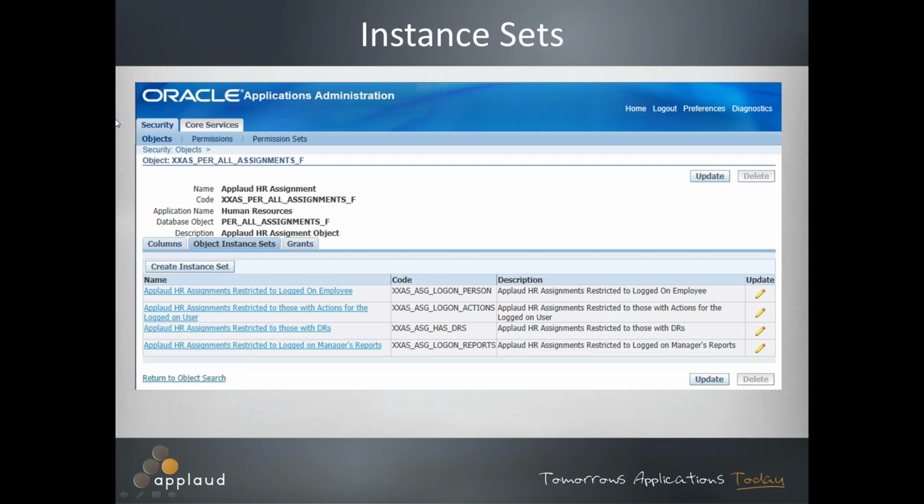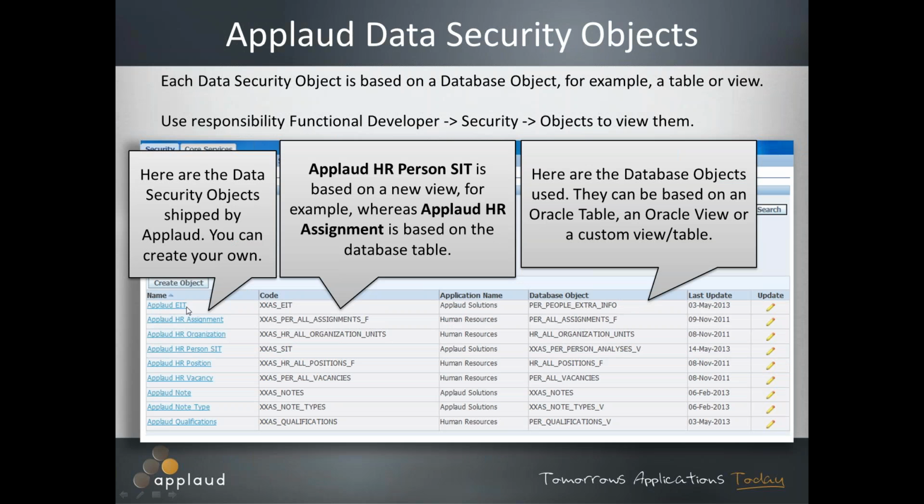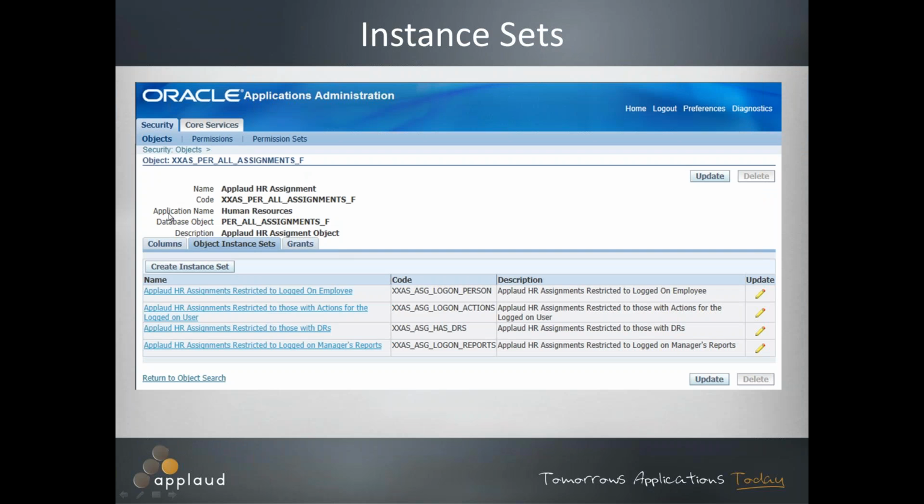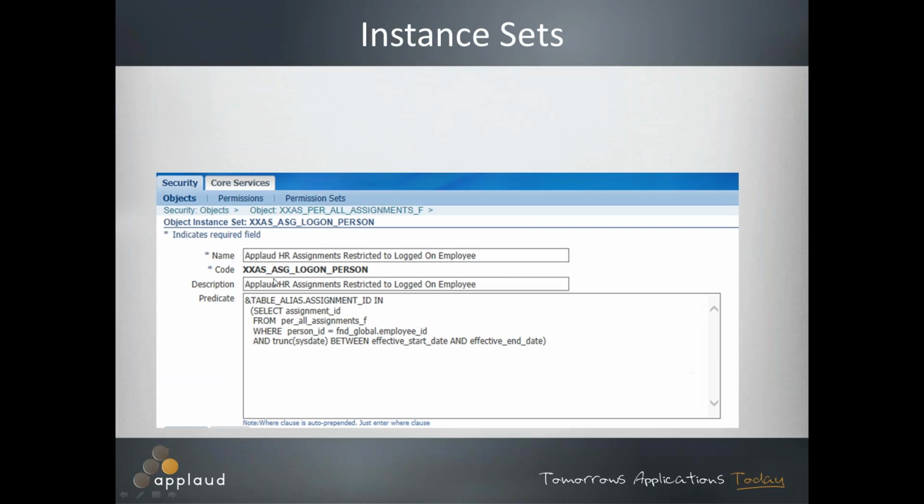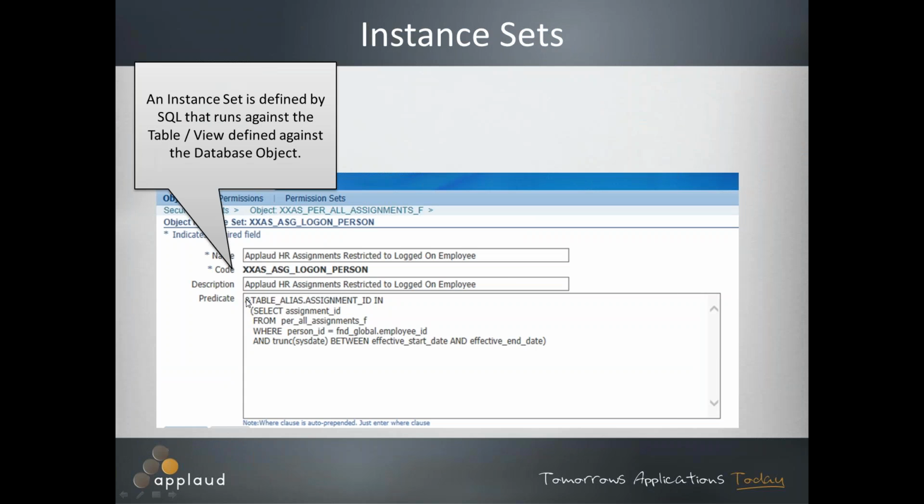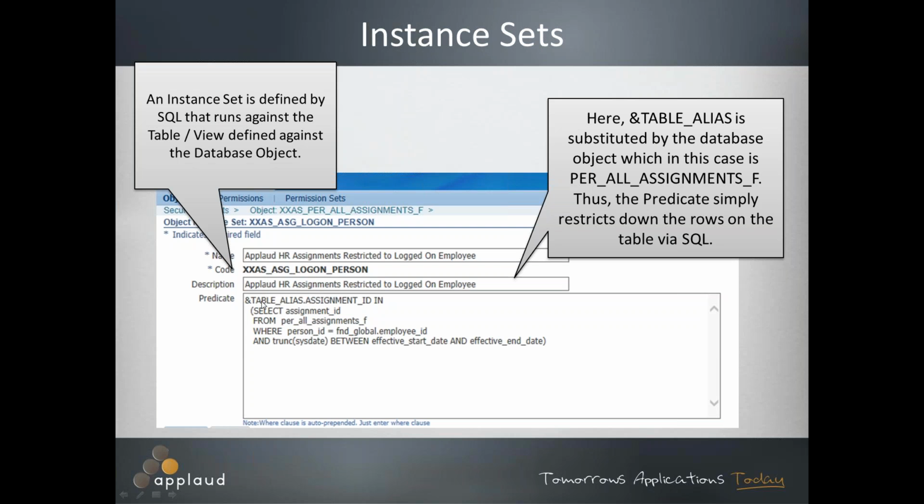Now when we get onto instance sets, the way you get to instance sets is you go into the objects form, you click on a link here, I'll show you this in a second, and then you see instance sets, and the instance sets are, well, they're just given a name and a code, but once you click on this here, you'll actually see something that makes a bit more sense. This is the detail of one particular instance set, and in particular you can see this predicate here. This predicate is just a simple piece of SQL. The table alias here refers to the table or view that was against the data object itself.